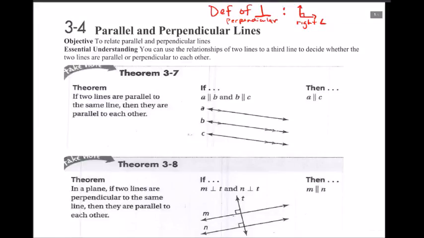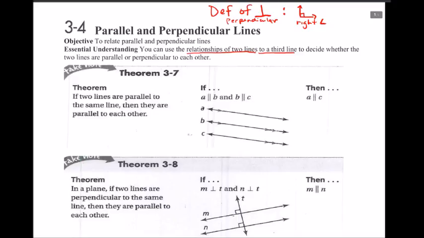3.4 Parallel and perpendicular lines. We are going to relate parallel and perpendicular lines. If you remember, our definition of perpendicular is a right angle. If lines are perpendicular, you have 4 right angles. We are going to use the relationships of 2 lines to a third line to determine if lines are parallel or perpendicular. Now, as we get going here, you'll see the relationship.